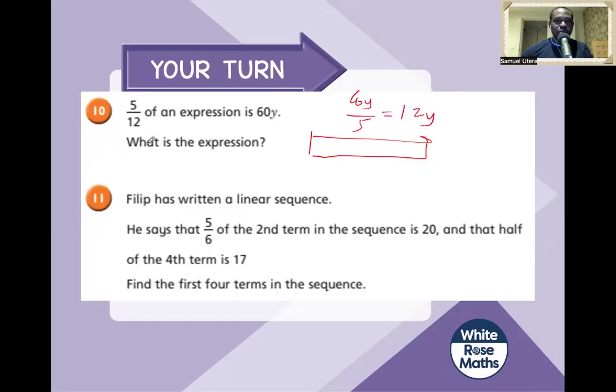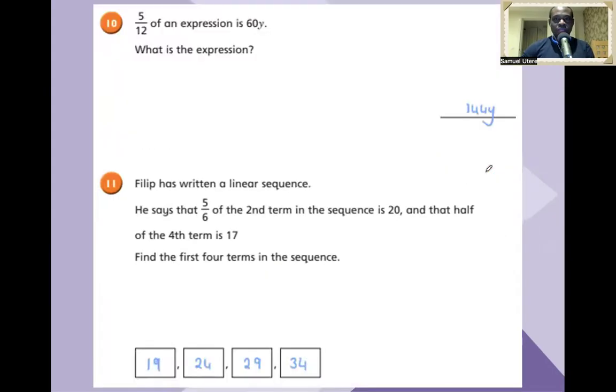Now remember, this denominator represents 12 equal parts. So it has to be 12y times 12, which will be 144y. Okay, let's move on to the answer very quickly, and you'll see that that's 144y.